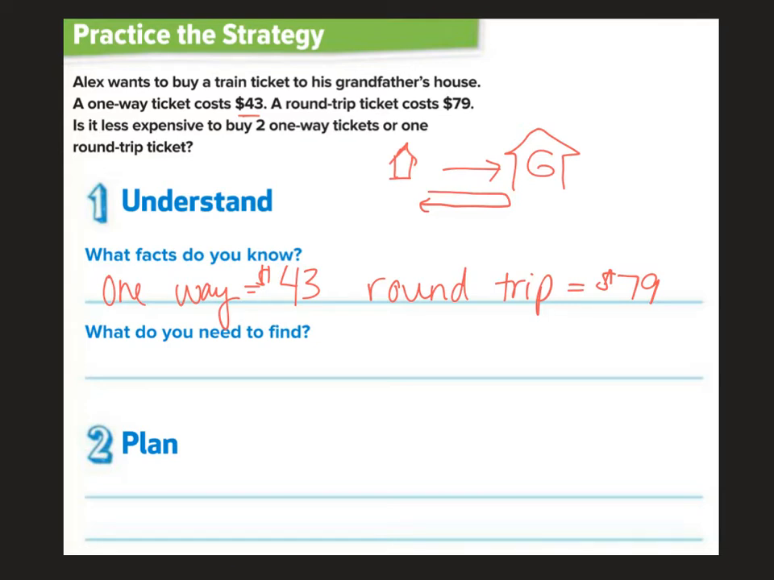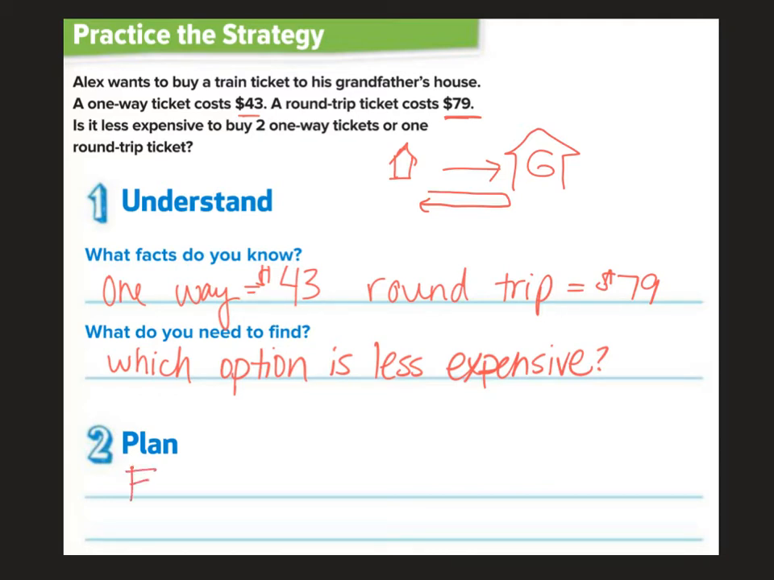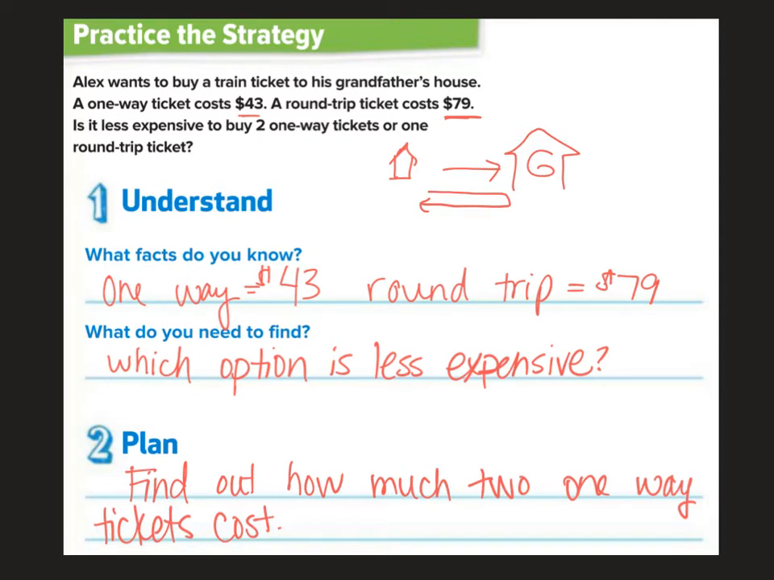So they want to know, would it be better to buy 2 one-way tickets, right? Because a one-way ticket, one gets you there, one gets you back. Or is it better to just buy a round trip? So what do I need to find? Which option is less expensive is what we're looking for. So what plan am I going to take? I think that we should find out how much 2 one-way tickets cost. And then after we find out how much 2 one-way tickets cost, we can compare it, see if it's greater than or less than the $79 for a round trip.